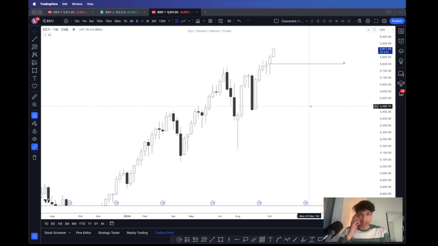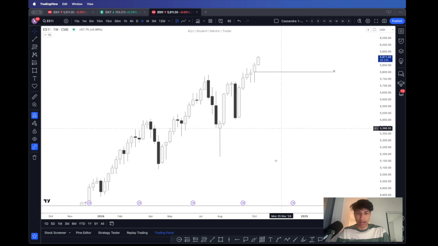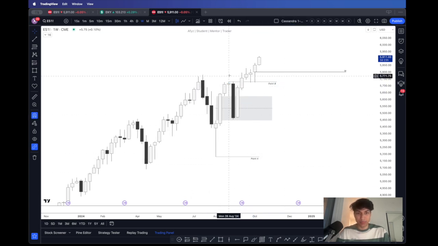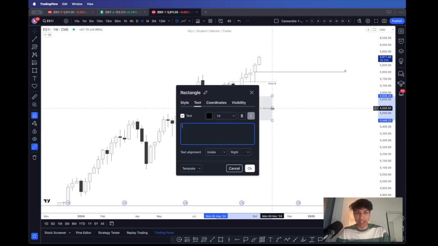Let's start with a clear example of a continuation from the internal range to the point B, or the swing high that is created. So here is an example of a fair value gap on the weekly chart of ES where price again has two points. Point A is going to be the external range low, which we can denote here as point A. Point B is going to be the external range highs, which we can denote again here as point B. And inside the range of point A to point B, we have our characteristic fair value gap. This is an internal range of liquidity on our weekly chart.